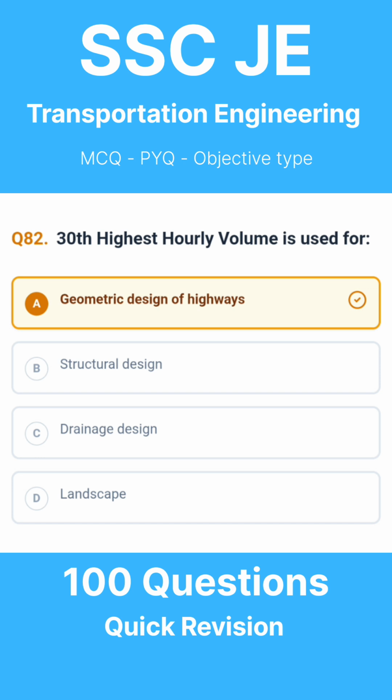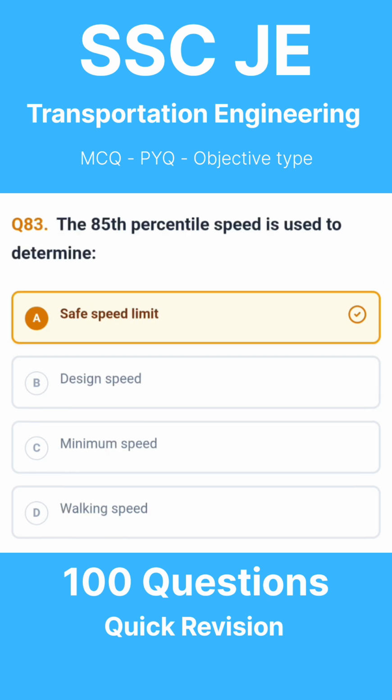Question 82. 30th highest hourly volume is used for. The correct answer is geometric design of highways. Question 83. The 85th percentile speed is used to determine. The correct answer is safe speed limit.